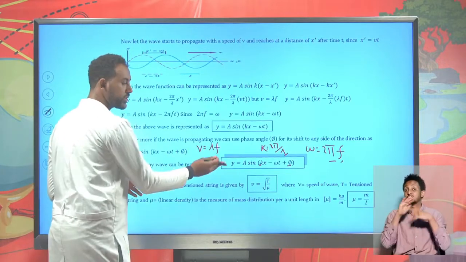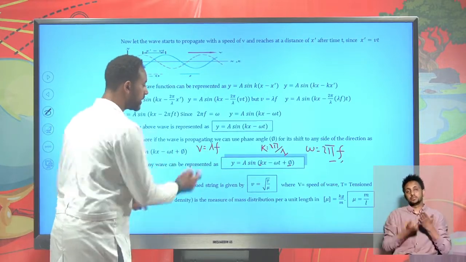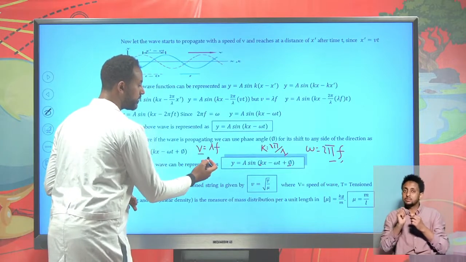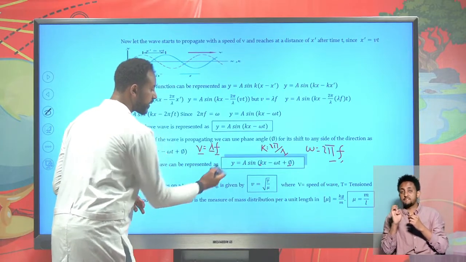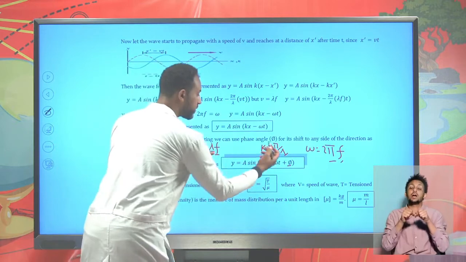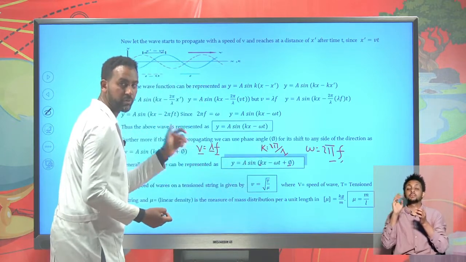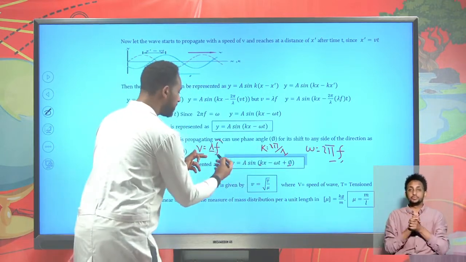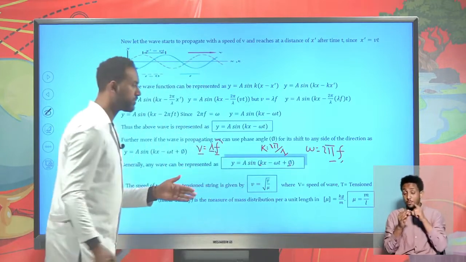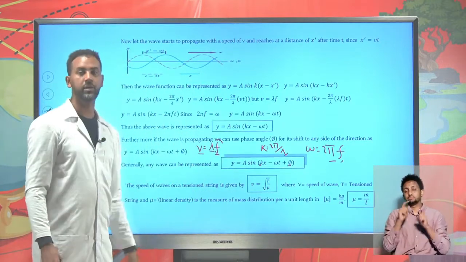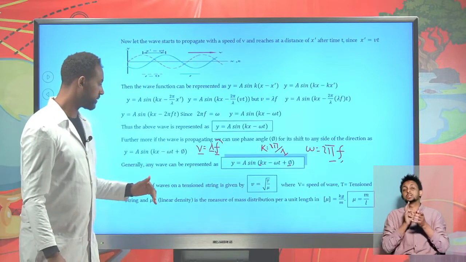But the general expression is like this. So you can determine the speed of a wave as lambda times frequency, and you can determine lambda from the wave number or propagation constant, and you can determine frequency from the angular frequency w, so that it's possible to determine the speed of a given wave.